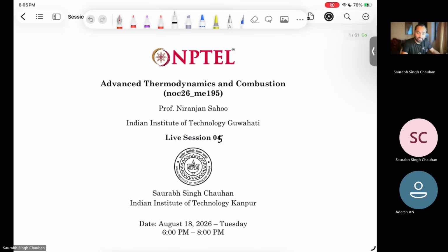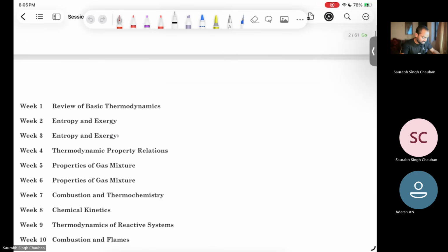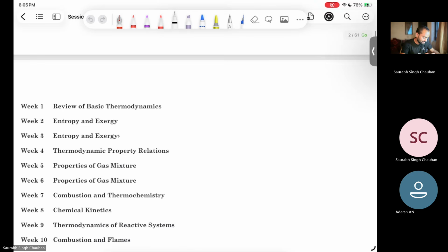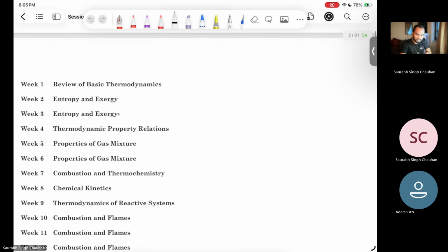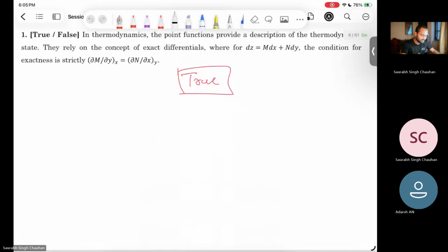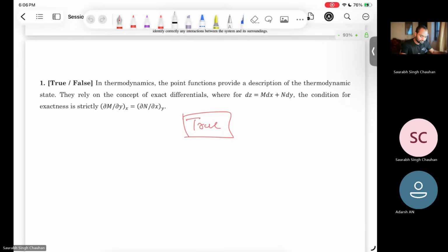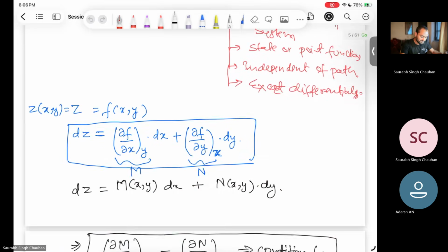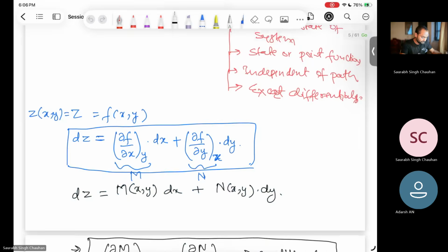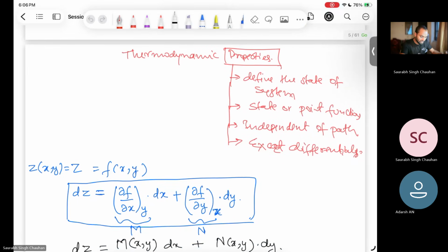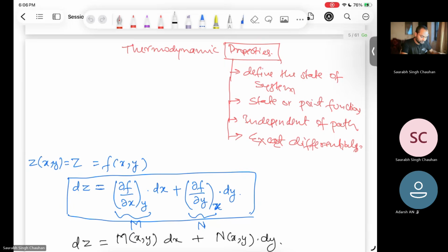Welcome to this session for the NPTEL course Advanced Thermodynamics and Combustion. This is our fifth session, and in this session, we will be discussing what was covered in week 5. In week 5, mostly we discussed thermodynamic properties and their relations. So we will continue our discussion on that. In the previous session also we discussed a few concepts related to these thermodynamic properties and their relations. I will quickly go through what we discussed in the previous session.